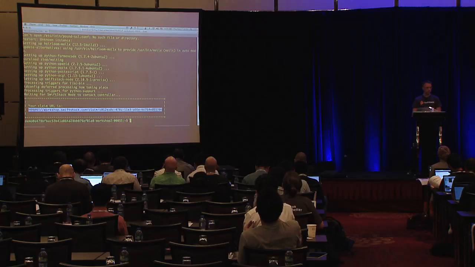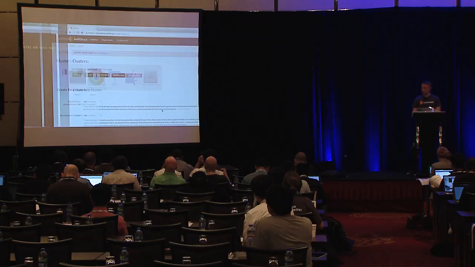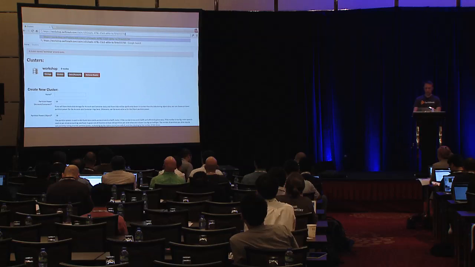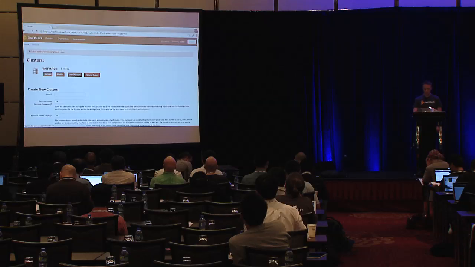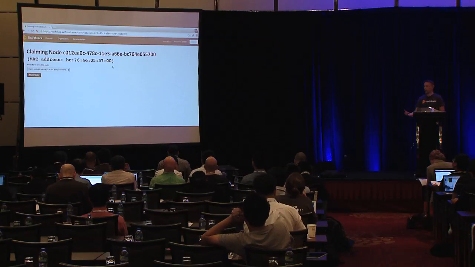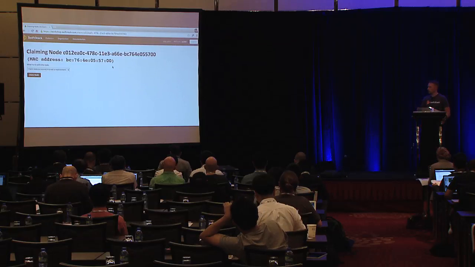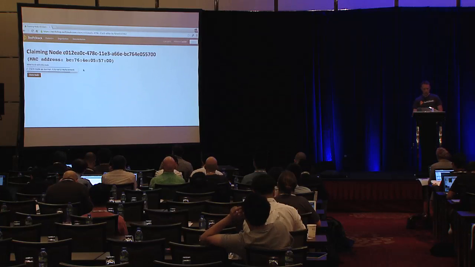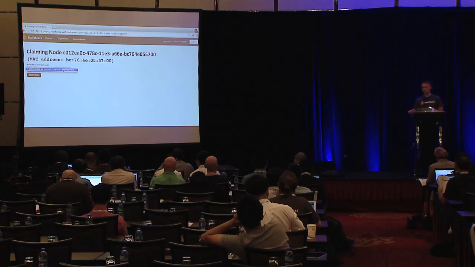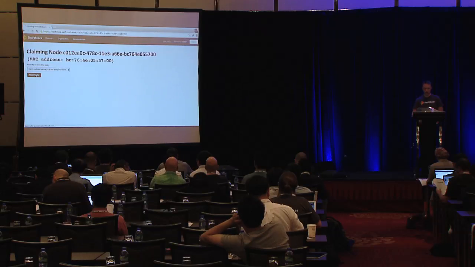Does everyone get that? Cool. Now, take your claim URL and paste it in your address bar. The controller is now linking up to that node. You'll see here that you can claim this node as normal, as not being a replacement of a node. If this was a node that we had previously used, it would recognize the node and import all the settings from it. But we'll just go ahead and claim node.